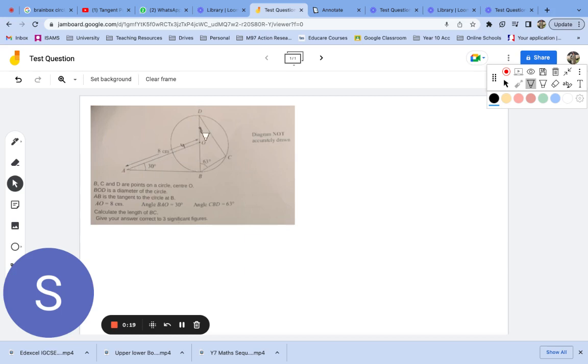AO is 8 centimeters. They've given us angle BAO is 30 and angle CBD is 63. They want us to calculate the length of this line, which is BC. Now, how do we go about this? Let's get all the information that we can from what is given to us.